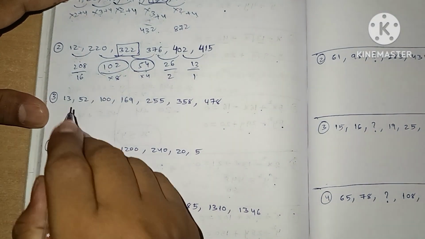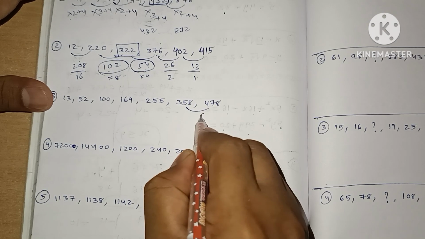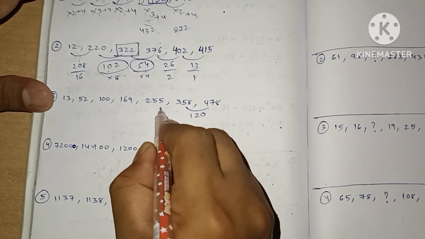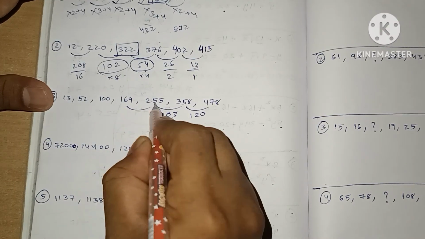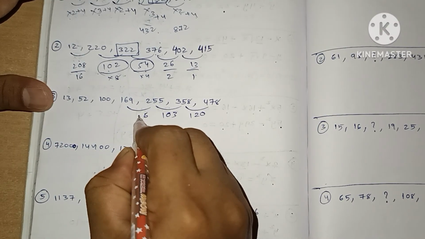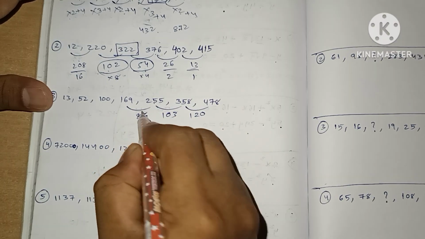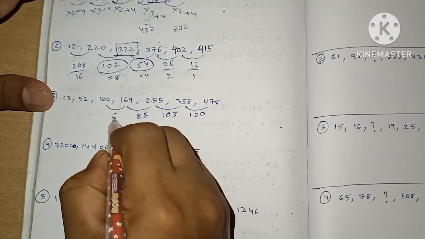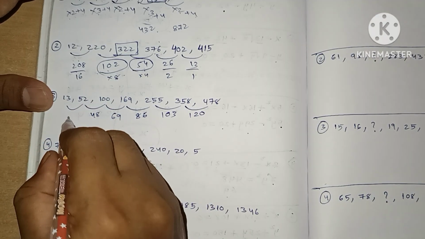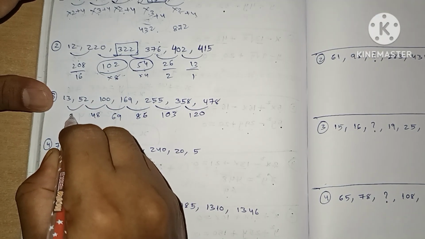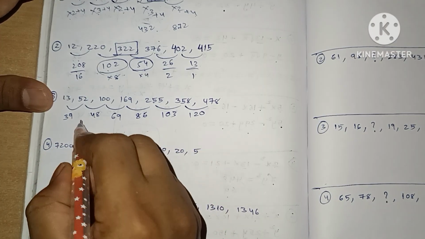Next, third question. Here we see the differences. Here the difference is 120. Here the difference is 301. Here the difference is 486. Here the difference is 69. Here the difference is 48. Here the difference is 39. So let's see the double differences.